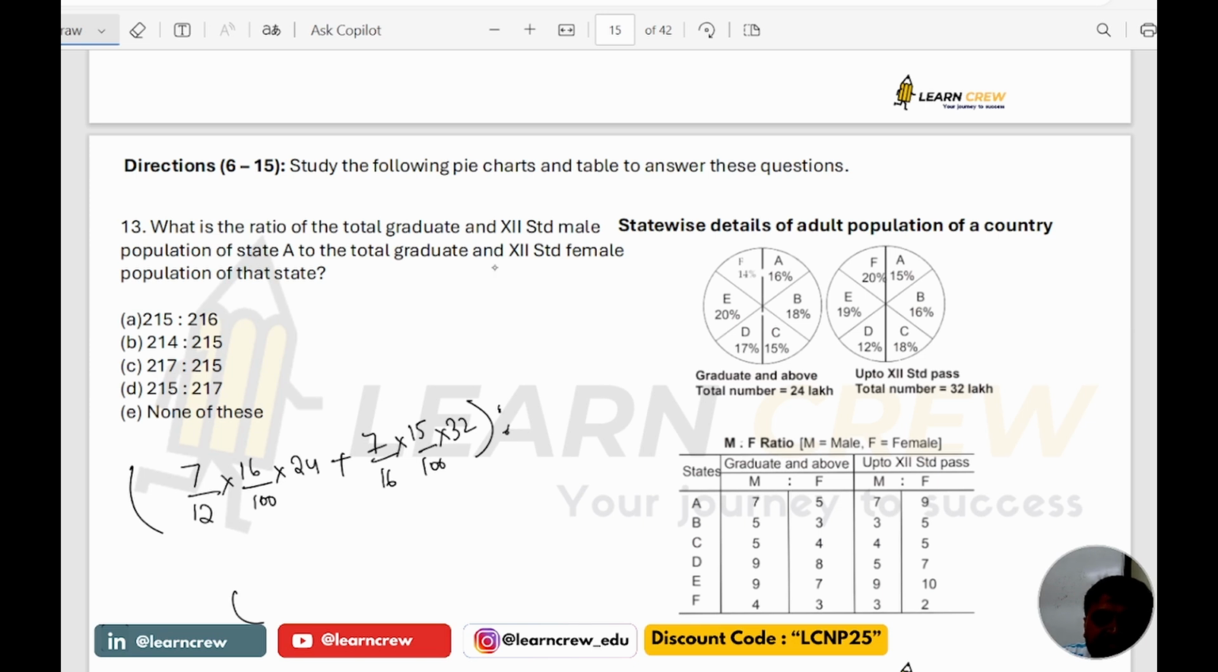What else is asked here? Total graduate and 12th standard female population of the same state. Total graduate female is how much? 5 by 12 into 16 percentage of 24 lakhs plus here 9 by 16 female into 15 percentage of 32 lakhs. So how much you are going to get? What is the value you are going to get here? Please simplify and tell me.